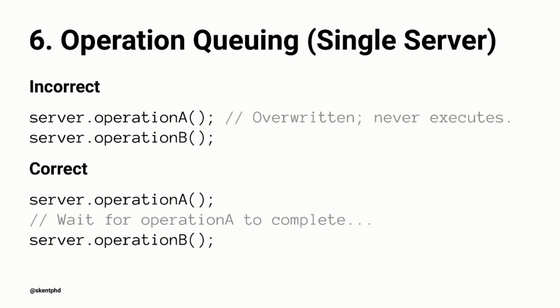So the symptom will be that the last operation you call works and nothing else seems to do anything. So the correct pattern is to say, okay, I'm going to call operation A on the server, and then I wait for whatever the appropriate callback is, and then I'm free to make the next operation B on my server. So it's this weird mixture of asynchronous but synchronous. Is that kind of clear?